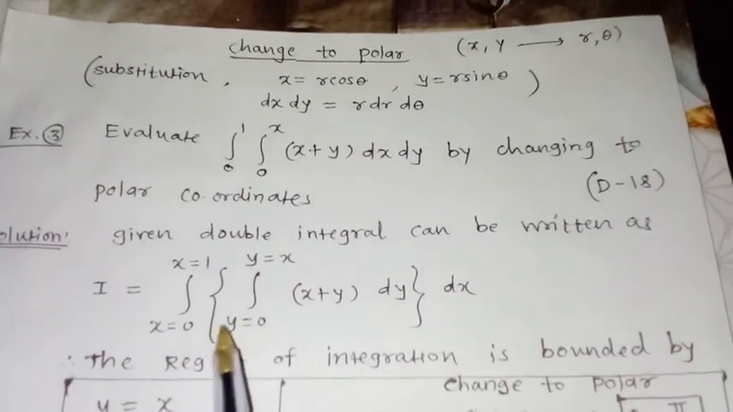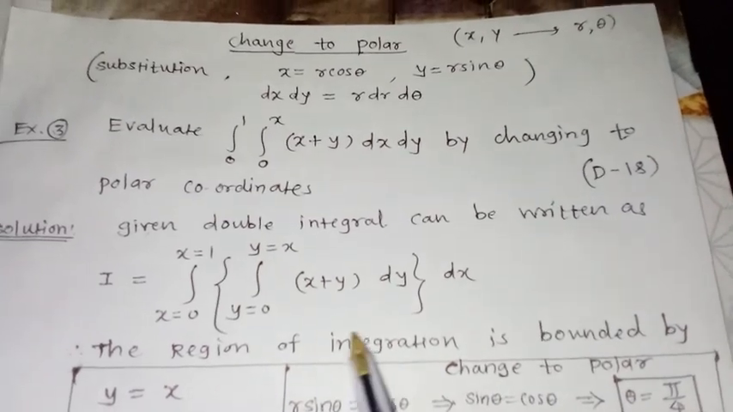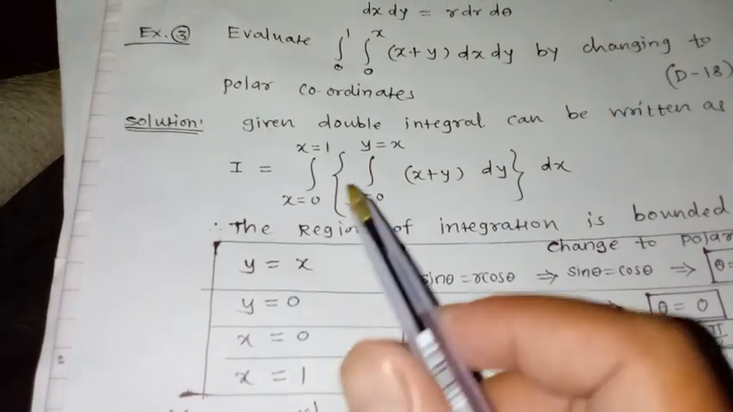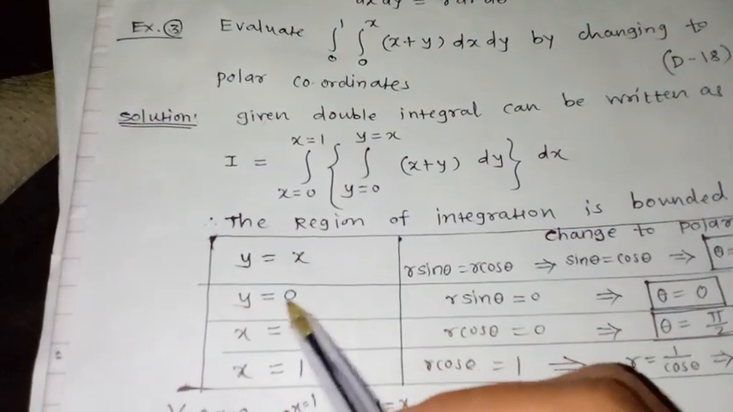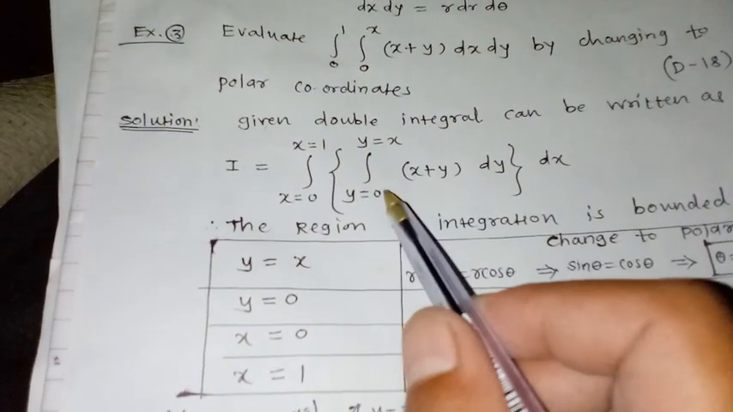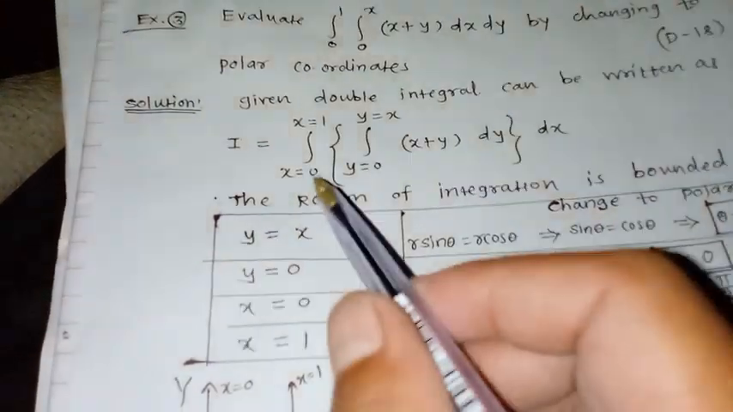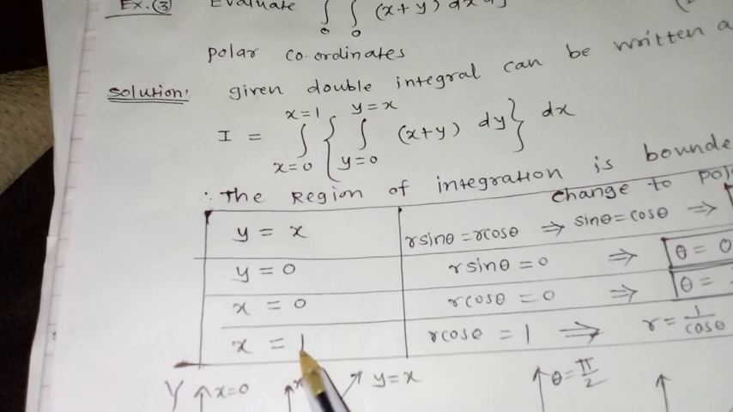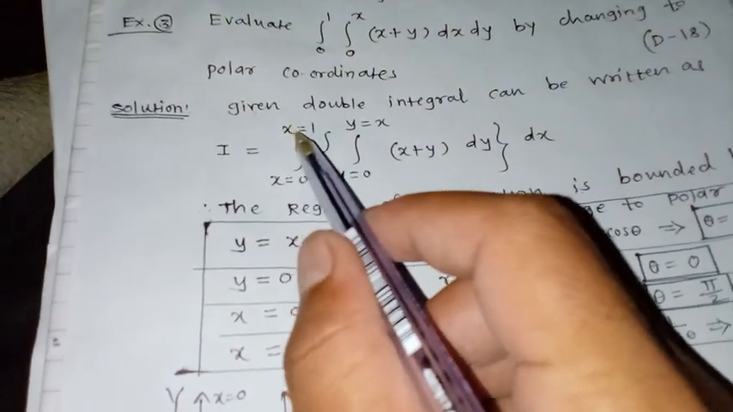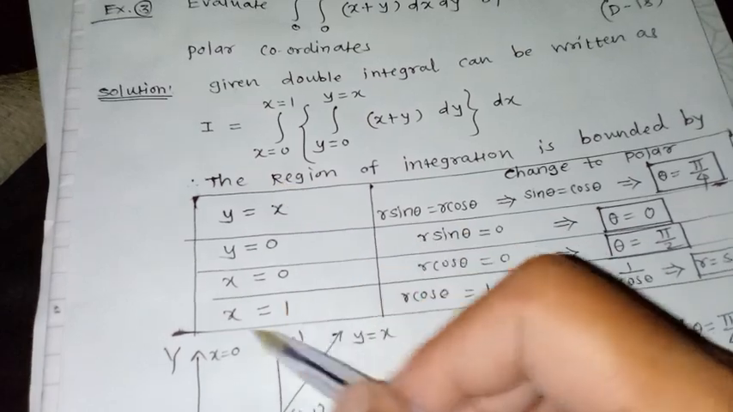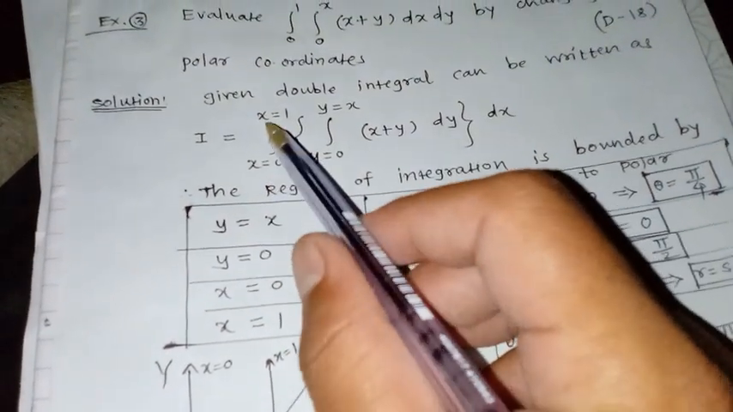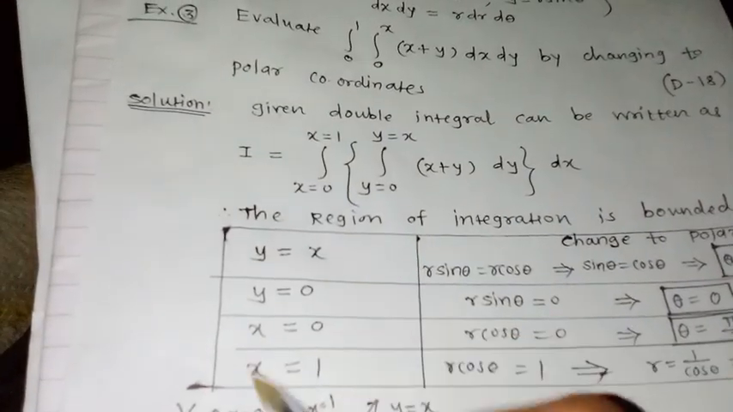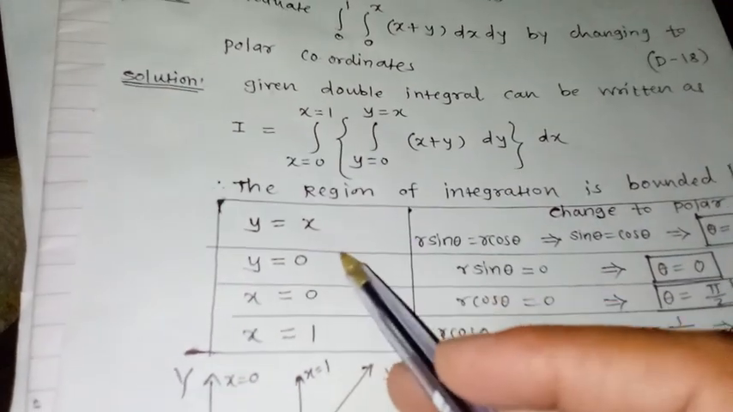Now after that we are deciding the region of integration. Therefore the region of integration is bounded by y equals x, that is nothing but the upper limit of the middle integration, y equals 0, that is the lower limit of this middle integral, x equals 0, that is the lower limit of the outside integral, and x equals 1, that is the upper limit of the outside integral. That means all these curves are obtained from the upper limits and lower limits of both integrals. Now we are plotting these curves on the graph.